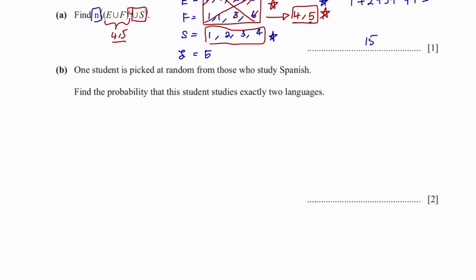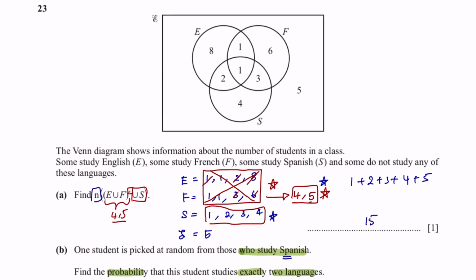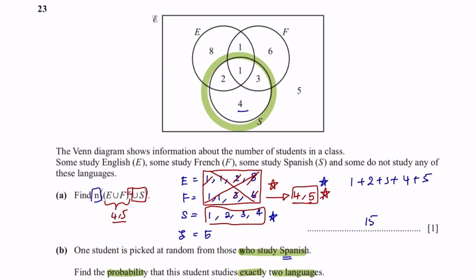giving us 15. Next, one student is picked at random from those who study Spanish. Find the probability that this student studies exactly 2 languages. So we're looking to find probability within students who study Spanish. The number of students who study Spanish are 4, plus 2, plus 1, plus 3, which in total is 10 students. And we're looking to find out of these 10 students, how many of them study 2 languages. So if you study 2 languages, it could be Spanish and French. So that would be 3 students.